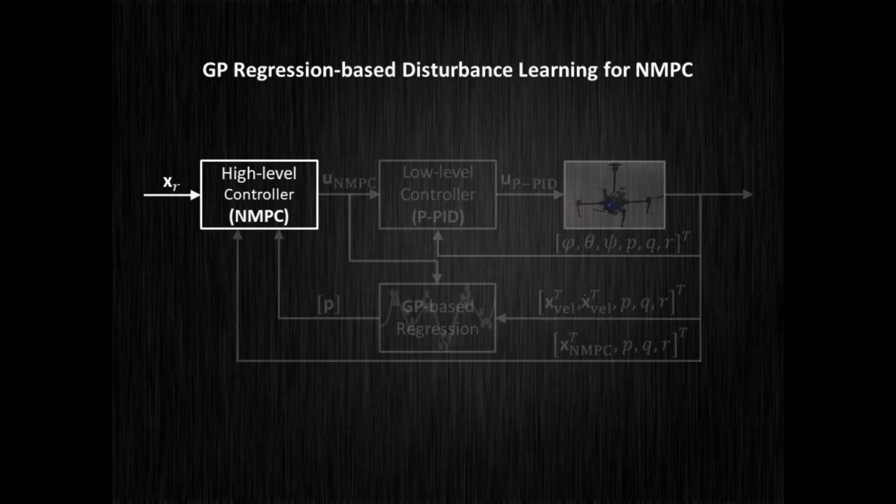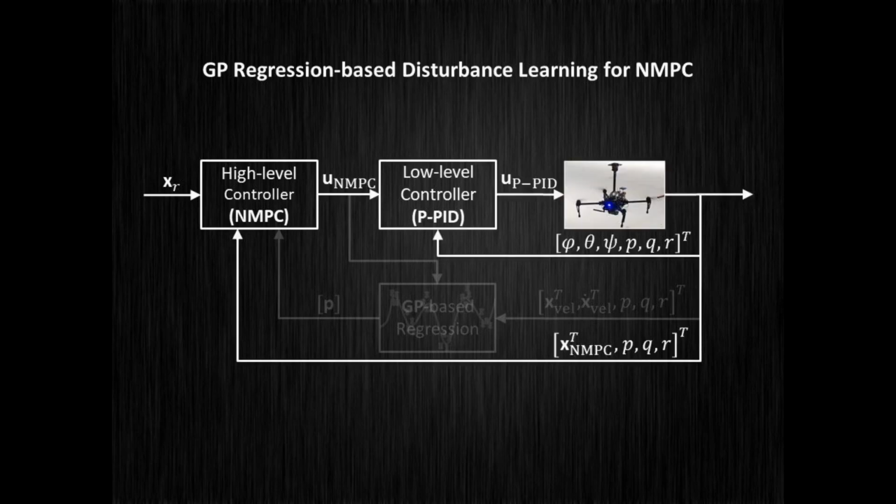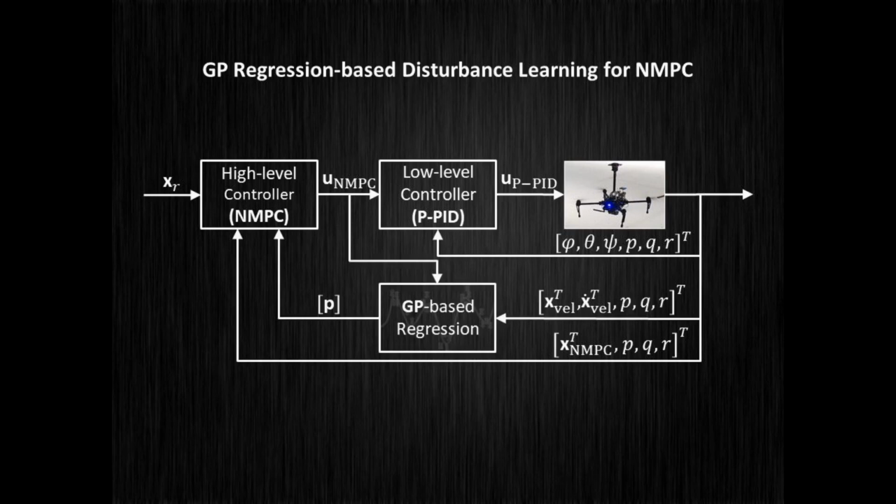By solving the formulated optimal control problem, NMPC commands the attitude angles and throttle to the low-level controller performing the attitude control. This results in the conventional NMPC-based position control, which is unfortunately sensitive to the uncertainties. Hence, we utilize a GP model that learns the external disturbances acting on the robot and thus making NMPC adaptive to the changing environment.